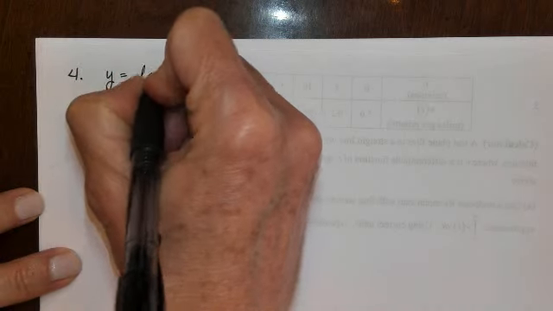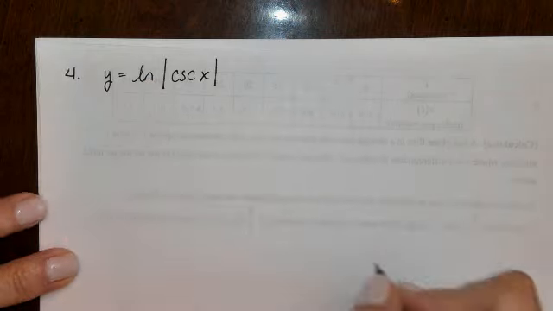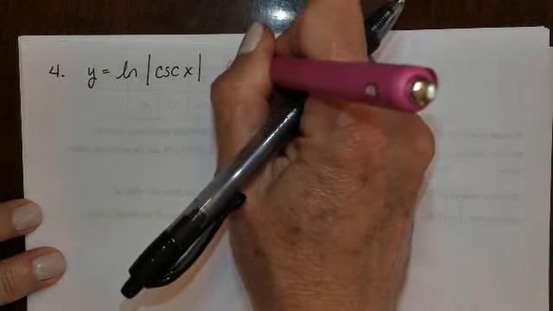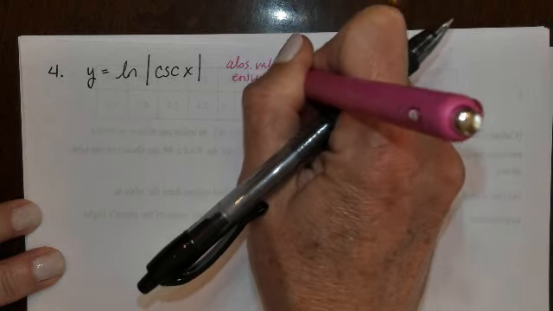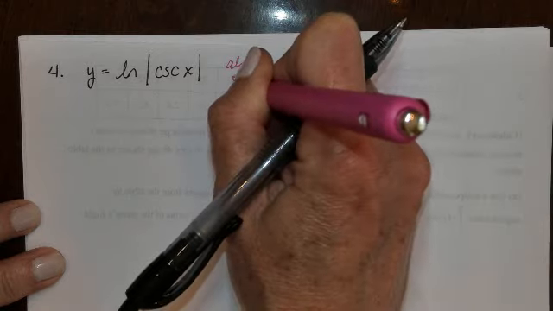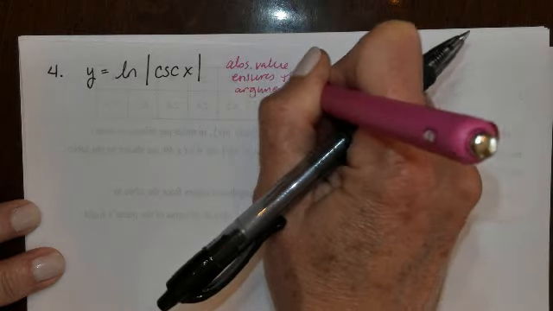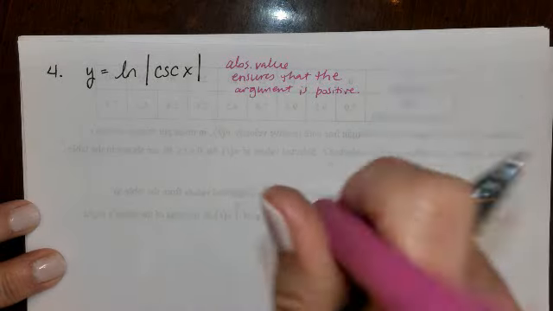All right, number 4. y is equal to the natural log of the absolute value of cosecant x. Why absolute value? The absolute value just ensures that the argument is positive. Okay, it just ensures it.